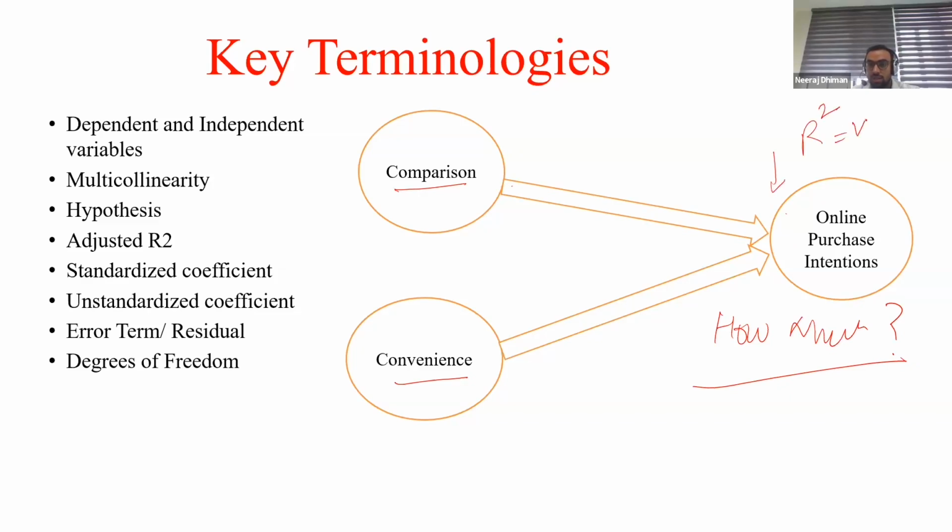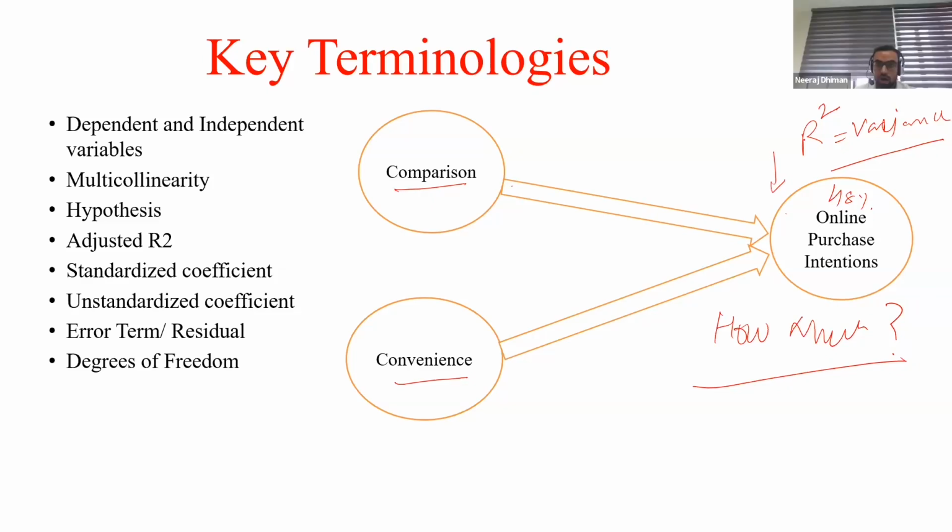R square is nothing but variance. In research terms, it is the coefficient of determination. For example, if it is 0.48, that is 48%, comparison and convenience have predicted online purchase intentions by around 48%. So we would call it the variance, or the R square, explained by these two independent variables.